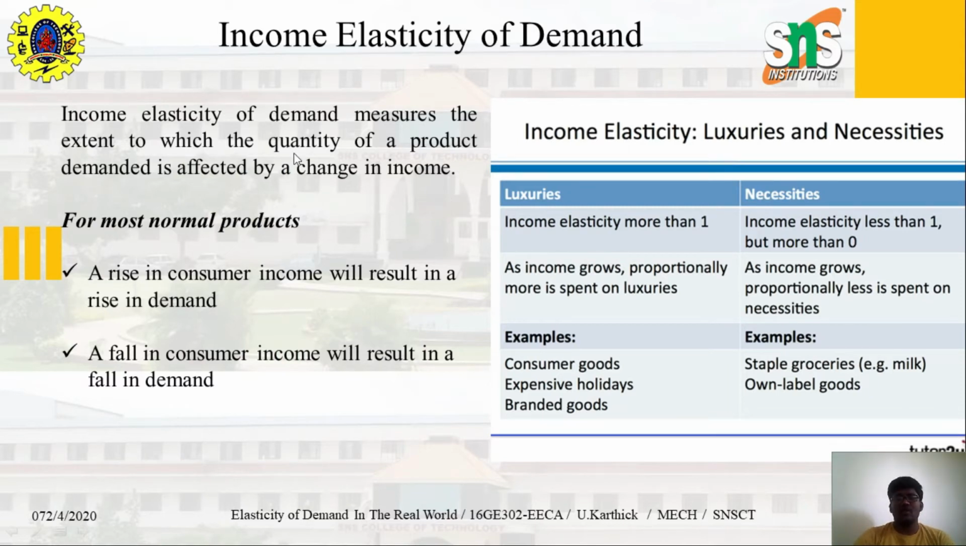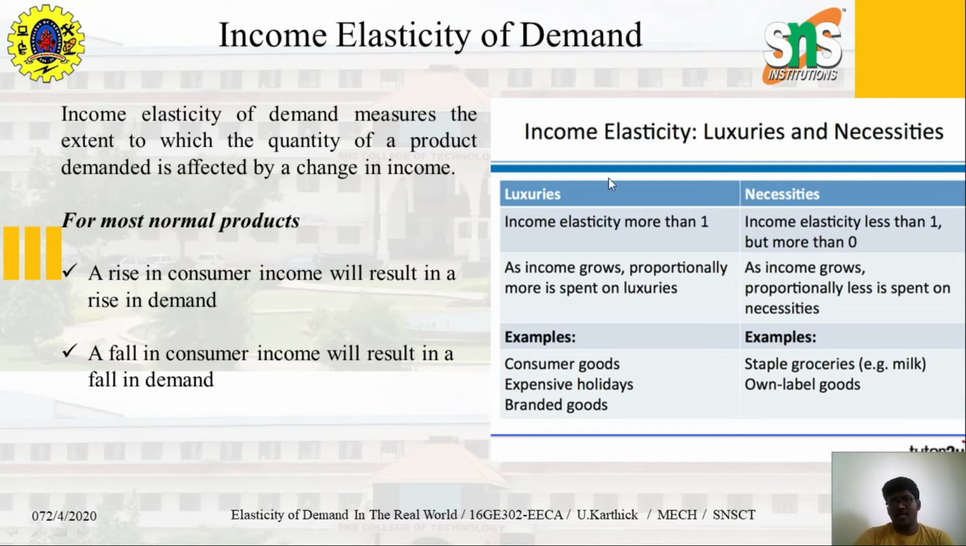Likewise, income elasticity of demand. The first one is based on price, and the second one is based on the income of an individual, right? If an individual has a larger income, he has more commitments. For most normal products, a rise in the customer's income will result in a rise in the demand. If the wages of the customer are less, his spending is also less.